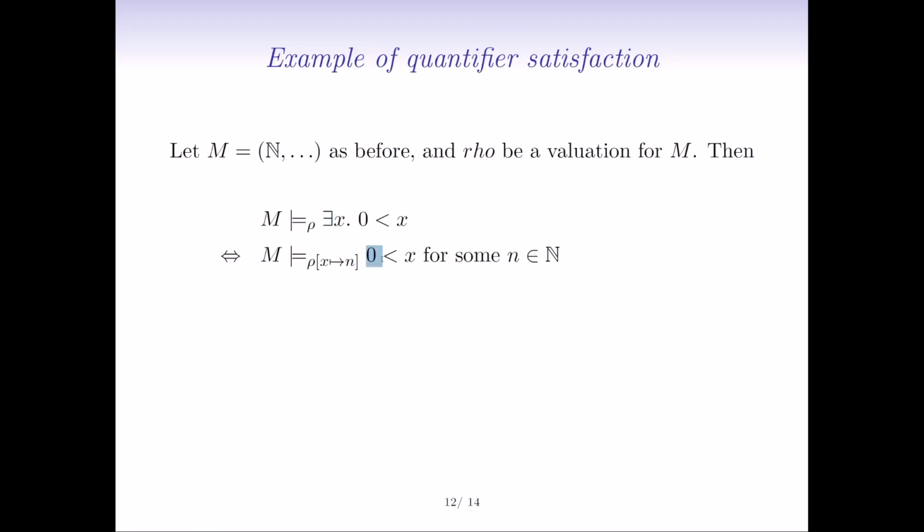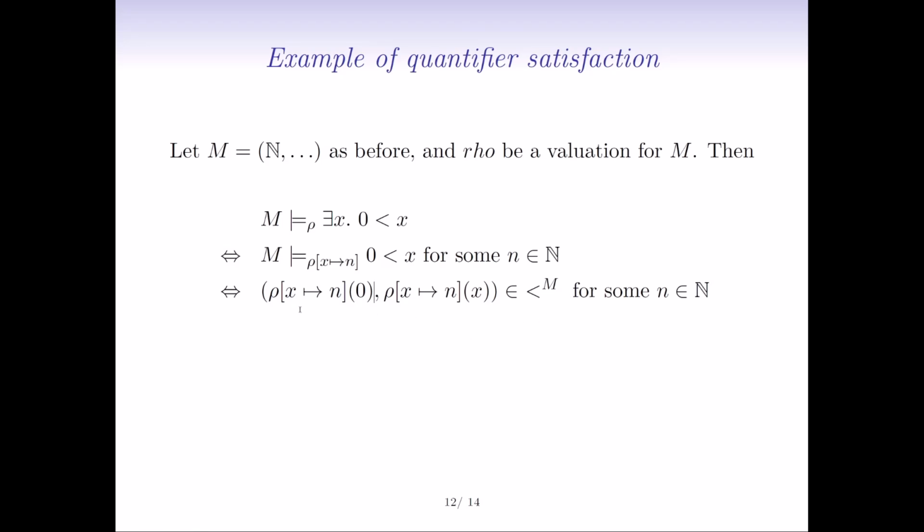Now this here, 0 less than x, is an atomic formula. It's a predicate symbol, less than, applied to two terms, 0, which is a constant symbol, and x, which is a variable. So by the clause for atomic formulas, I have to take the valuation, which is this whole thing, rho with x maps to n, and apply it to both terms. So I have to interpret both terms 0 and x according to this valuation, and I have to check that that is a member of the interpretation of the predicate symbol. So it has to belong to the relation less than in the structure M. Again, for some natural number n.